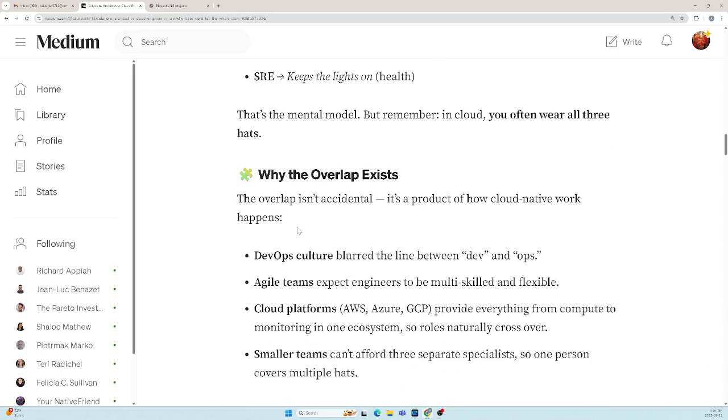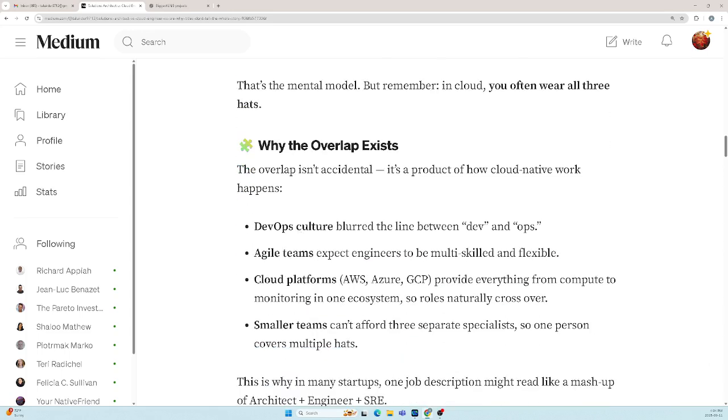Okay, why does the overlap exist? The overlap is not accidental. It's a product of how cloud native works. People ask why one engineer will do the architecture design and the cloud engineering job. But this is not accidental; it is the product of how cloud native work happens.